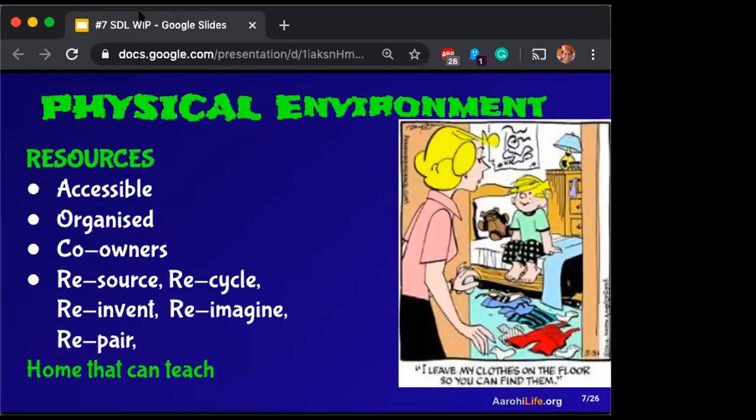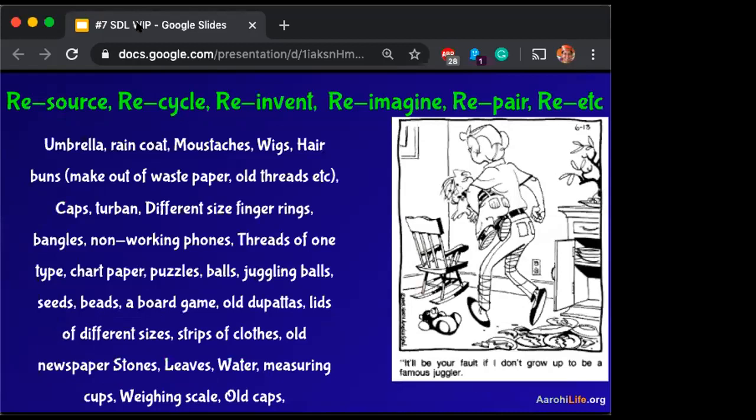So I think it matters if the space allows the children to recycle. Ritu is echoing with me, being another architect.